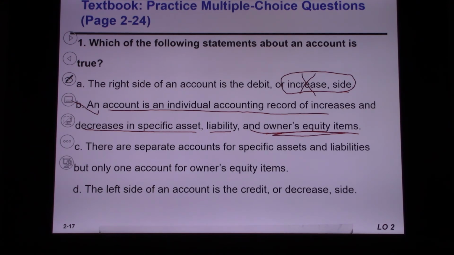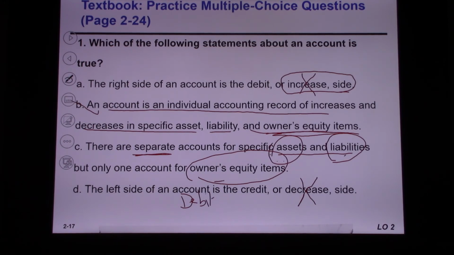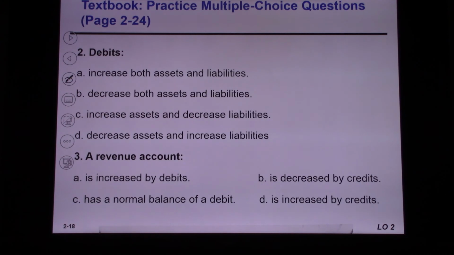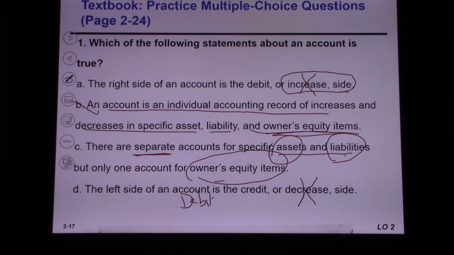There are separate accounts for specific assets and liabilities, but only one account for owner's equity item? No. There are separate and individual accounts for all assets, for specific liabilities, and also for each owner's equity item. The left side of an account is the credit or the decrease side. Again, never say that the credit means decrease or debit means increase. The left side means debit, and the credit side means right. So the choice will be letter B.